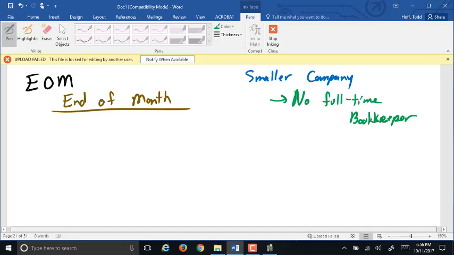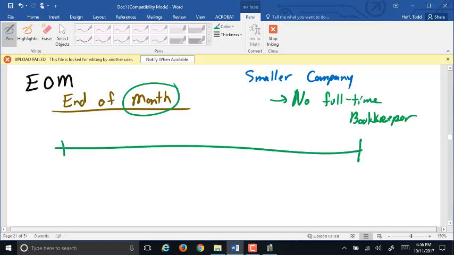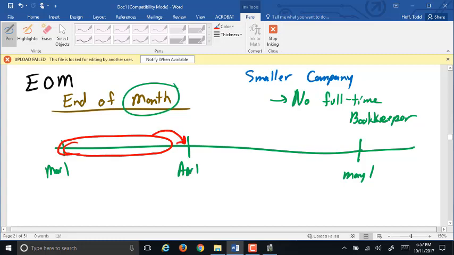Well, to simplify it for us, rather than looking at weekly periods and bi-weekly periods and whatever, we're going to keep it monthly. Our period is going to be a month. So what that means is, let's say this is March 1st, April 1st, May 1st, and so on. All of the invoices for the month of March are going to get bundled up, and they're going to get dated effectively the last day of March.